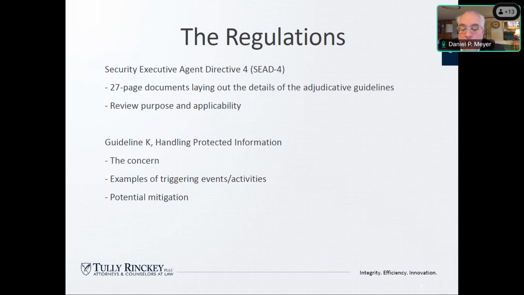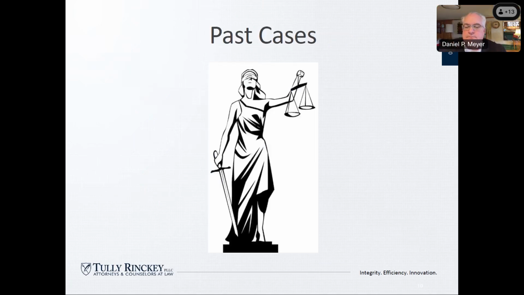All right. So we've talked about the Security Executive Agent Directive number 4. There's a number of SEADs. The two most important for your purposes on your personnel security clearance are 4, and the one right before it, 3, which is the self-report. For the general issues on handling protected information, the regulations divide into 2 parts. What presents the concern, your daily behavior with respect to classified information, and then the second half of the regulation are what mitigation factors could be there to help you keep your clearance in the event you're found to have mishandled classified information. We'll talk about past cases in conjunction with the next slide.